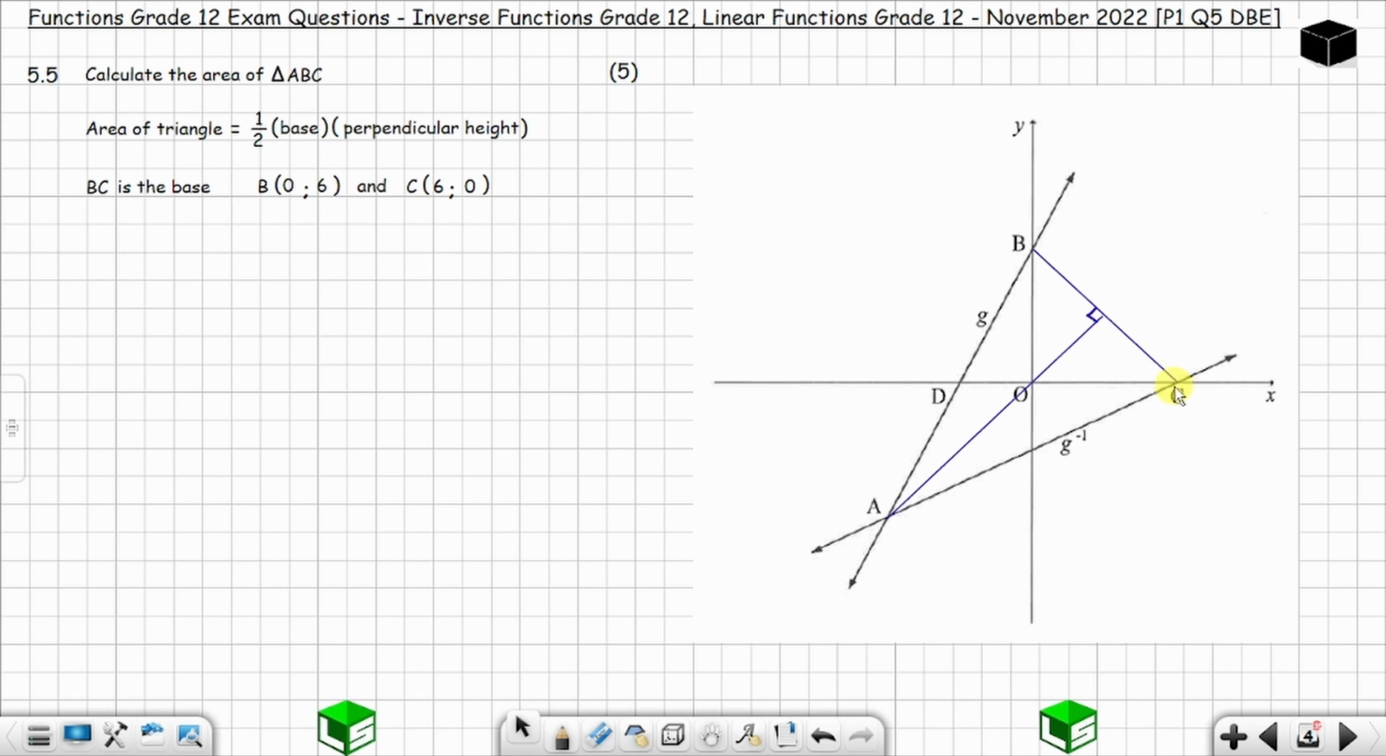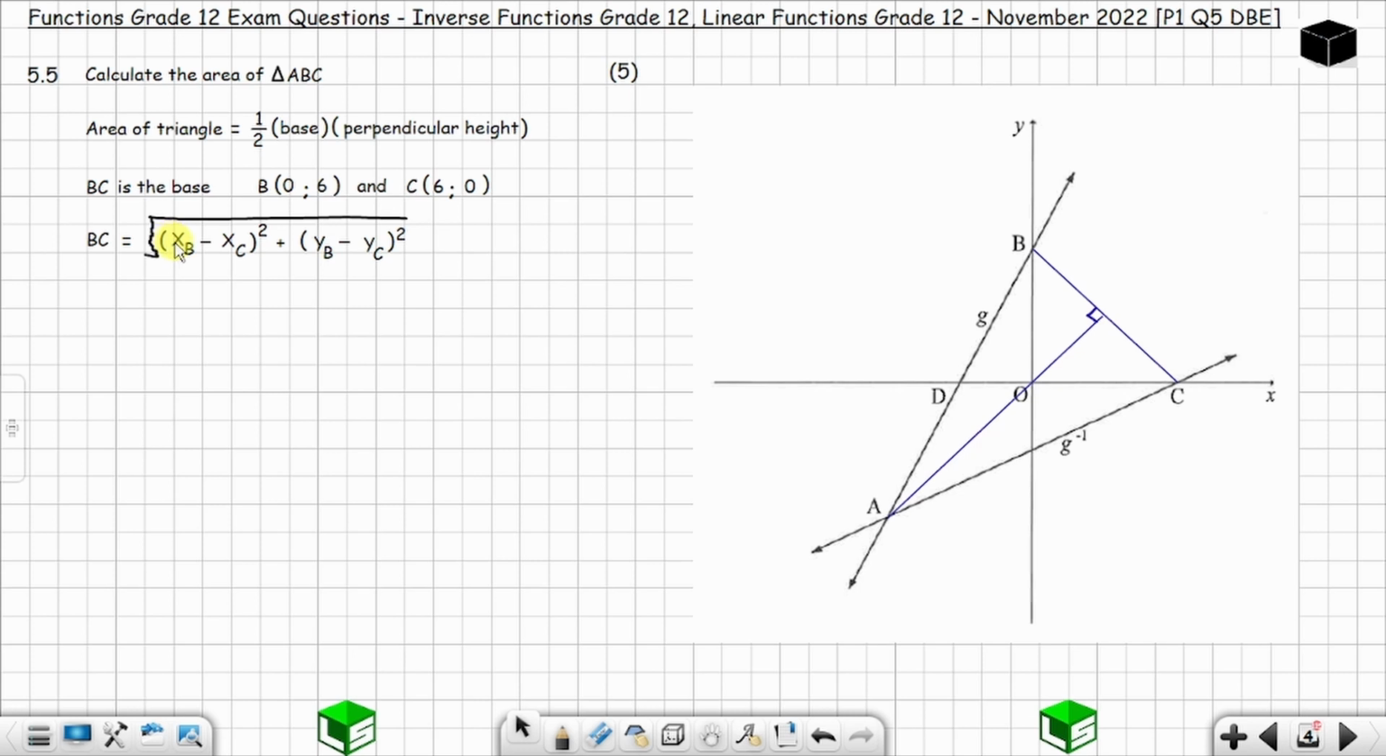Remember at the x-intercept, y is equal to 0. Now you have the coordinate of B and the coordinate of C. You can use these coordinates to calculate the length BC, which is the base. Let's get the length BC. You can use the distance formula.